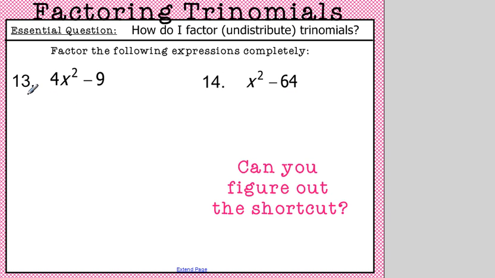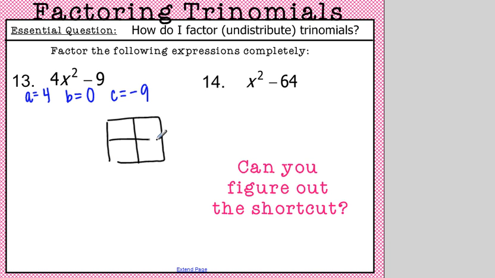Okay, so last but not least, let's look at 13. Again, we're going to name our A and our B and our C, because they didn't give me answer choices, so I can't use my calculator. So my A is 4, the number in front of x squared. I don't have a B, I don't have an x, so I'm going to write 0 for my B. And then for my C, it's negative 9. Going to go ahead and make my box. Fill in what I know. I know 4x squared, and I know negative 9 goes in this bottom corner. I'm going to fill in an x, fill in an x.